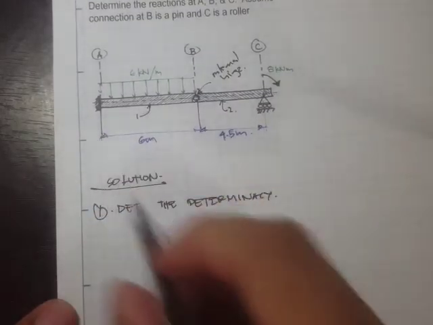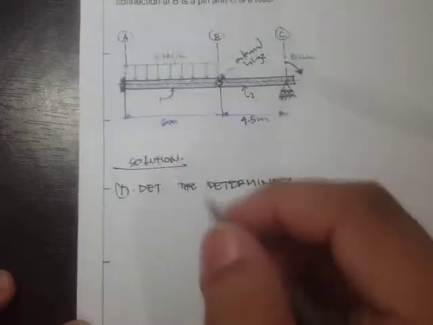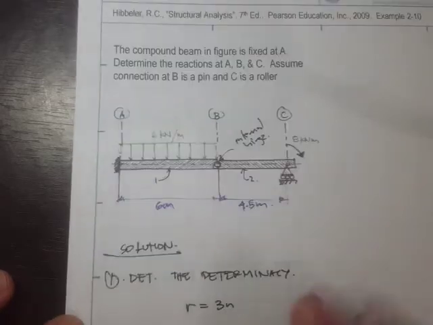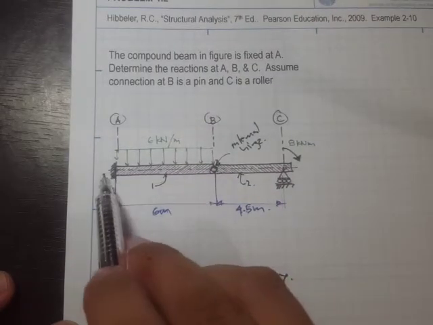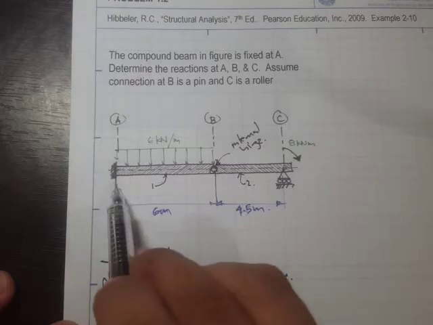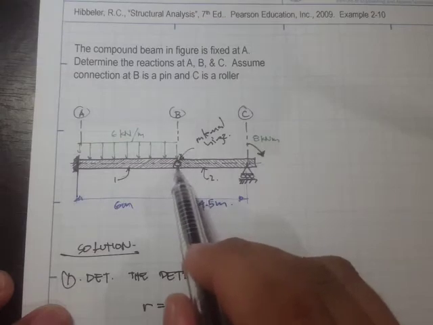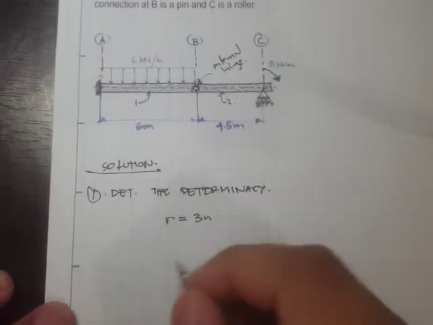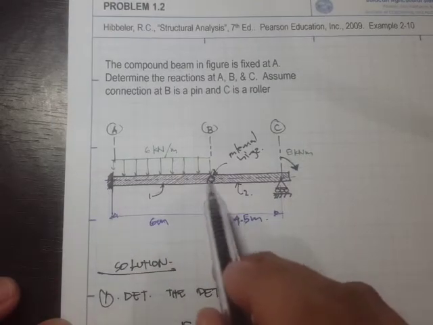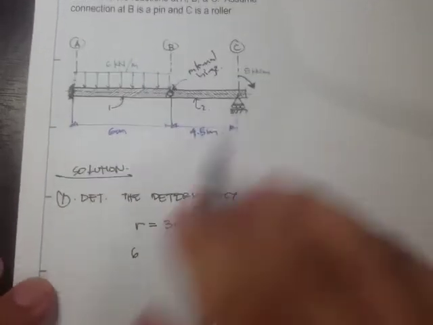Okay, so we have support reactions here. Let's write the equation R is equal to 3n. The reactions here are 3, right? Since this is a fixed support, so one x, y, and the rotation. So 3 plus 2, so that's 5, plus 1, so this is 6. Again, 3 support reactions, 2 support reactions right here, and 1 support reaction in this roller. So we have 6.